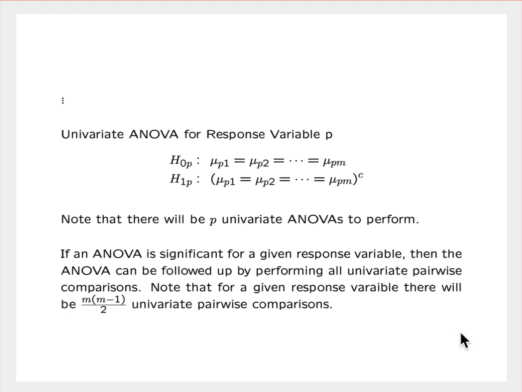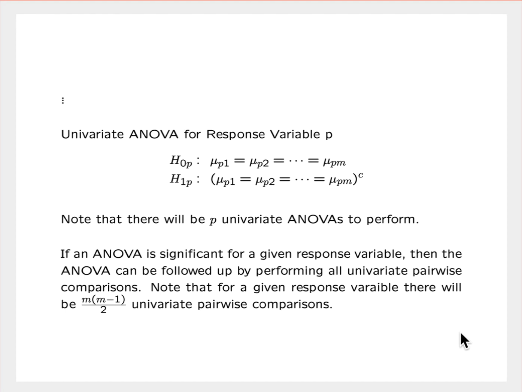Okay, so again, we've got really two different approaches to following up a significant MANOVA. The first approach we looked at was staying at the multivariate level and doing pairwise comparisons among the m populations. If any of those multivariate pairwise comparisons are significant, then at that point we drop down to the univariate level and do univariate pairwise comparisons. A pairwise comparison for the two populations in question for each response variable.